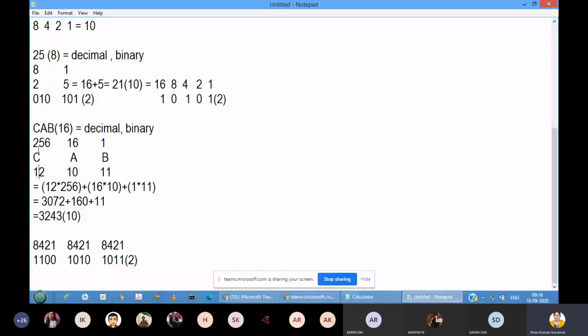So 12 into 256 is 3072. 16 into 10 is 160. 11 into 1 is 11. So the sum is 3243 base 10. Okay, so instead of again dividing 3243 by 2 to get the binary equivalent, what am I doing instead?